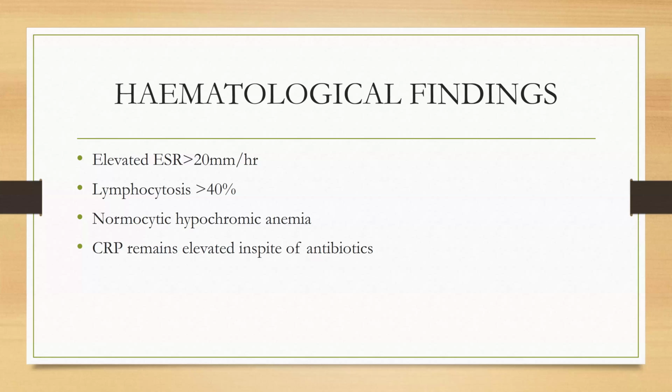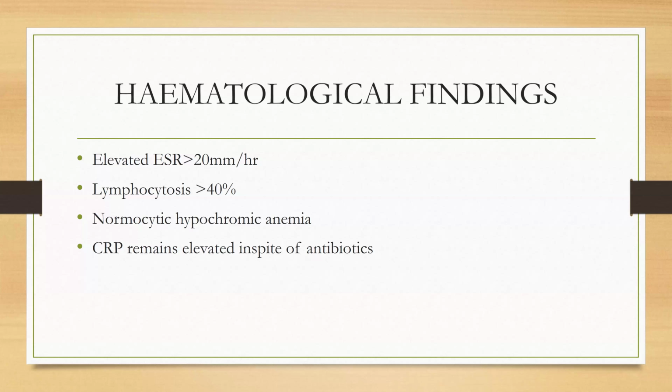Those are some of the things that will start suggesting to you that you could be dealing with TB. Then you will also have a picture of normocytic hypochromic anemia. It's actually a picture of anemia of chronic disease.